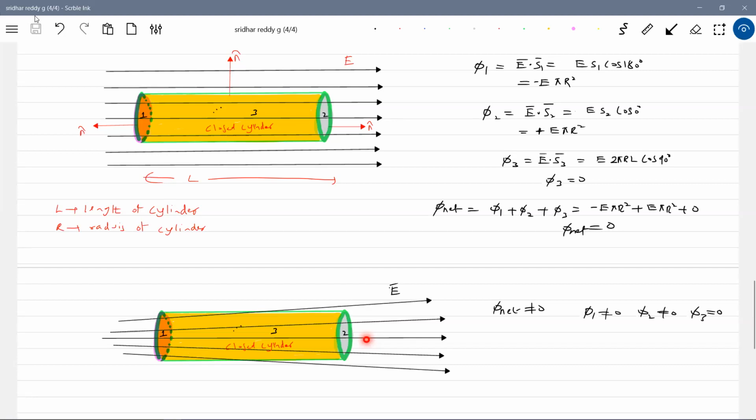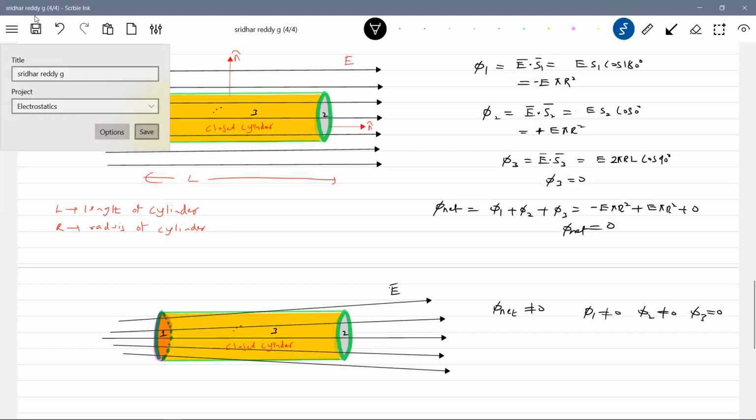So rather than saying how many lines entered, how many left, the difference of that, I'll just calculate flux. If it is non-zero, what does it mean? The number of lines of force entering is greater than those leaving. So like this, the better picture of lines of force we can express with the help of the flux concept.